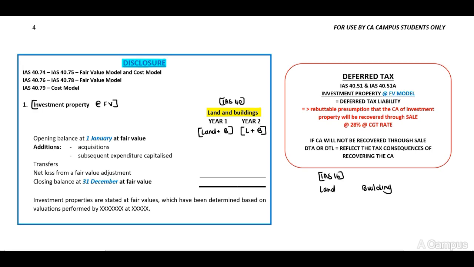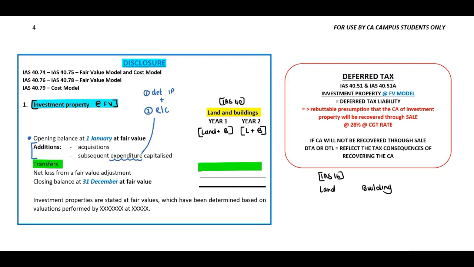For IAS 40, if investment property is carried at fair value, you need to add land and building. You will have your opening balance at the beginning of the year. Identify if there's any additions during the year. Remember, if there is subsequent expenditure, this expenditure should comply with the definition of our investment property plus our recognition criteria. Then extremely important, if there's any transfers that you need to include or exclude.